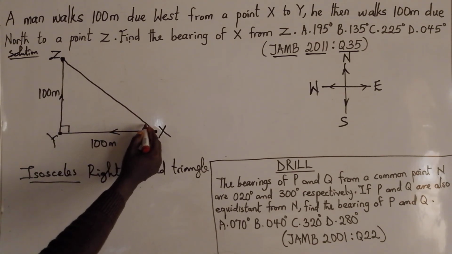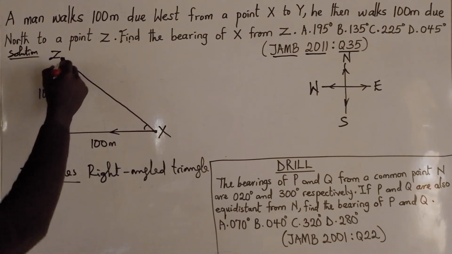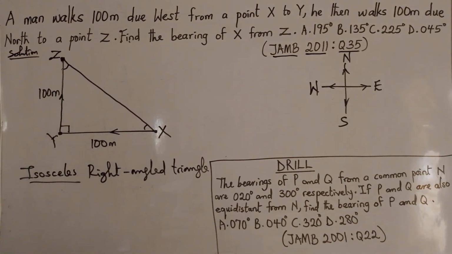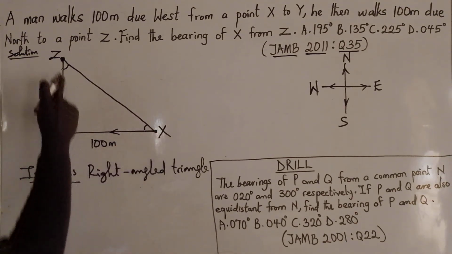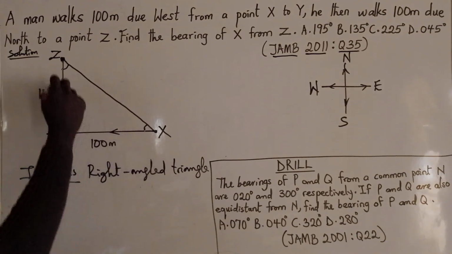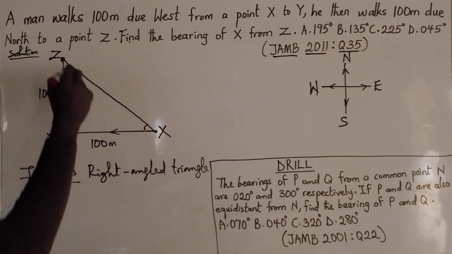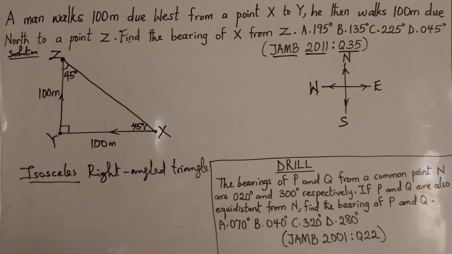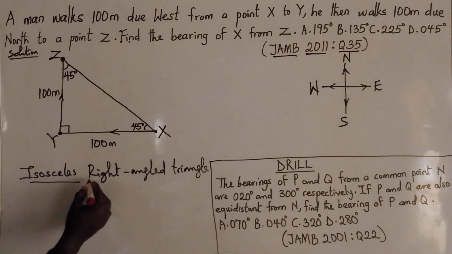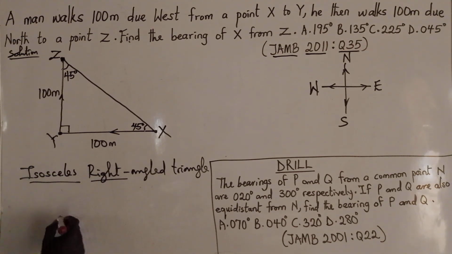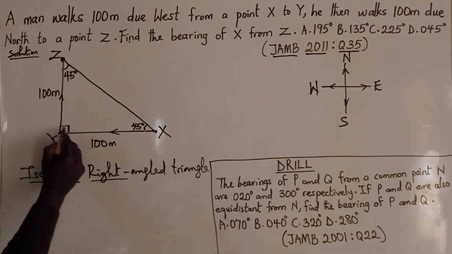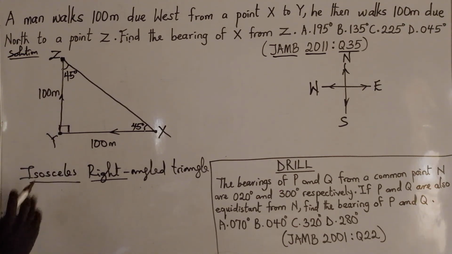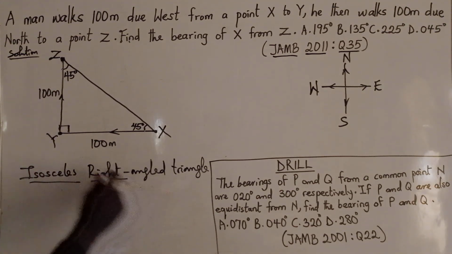The base angles of the isosceles triangle are this and this. If the vertical angle is 90 degrees, we subtract it from 180 degrees, which gives 90 degrees, and divide it by 2. So this angle is 45 degrees, and this angle here is also 45 degrees. That is an isosceles triangle. And a right angle triangle is a triangle that has one of its angles as a right angle, 90 degrees. That is why I call it an isosceles right angle triangle.